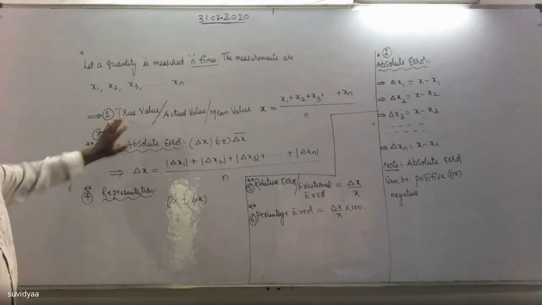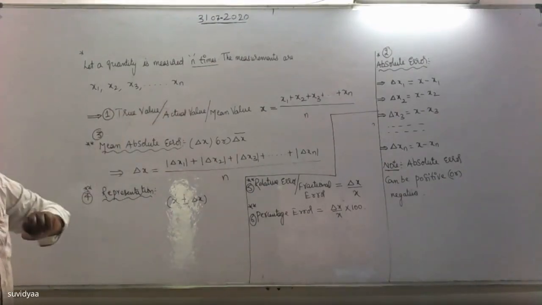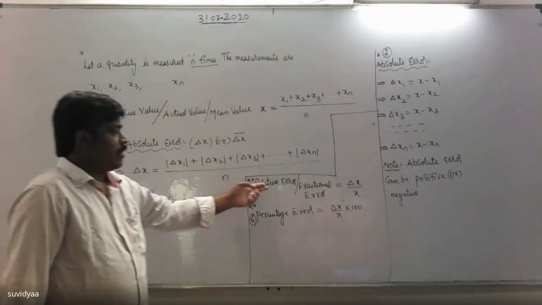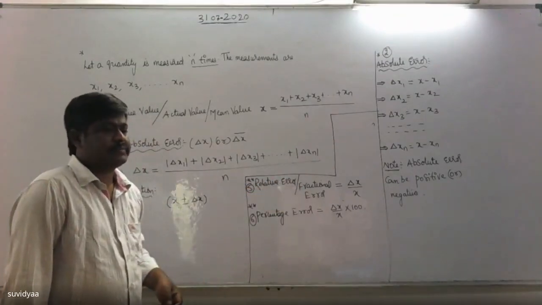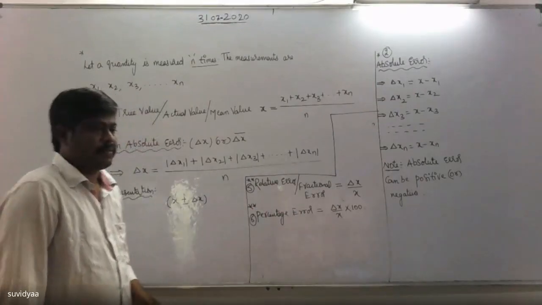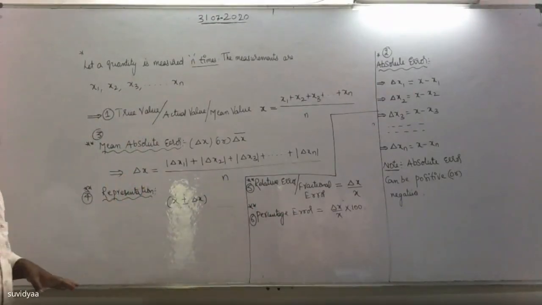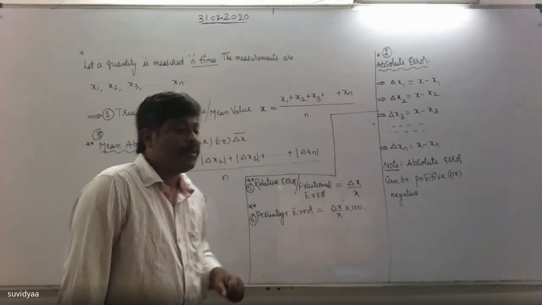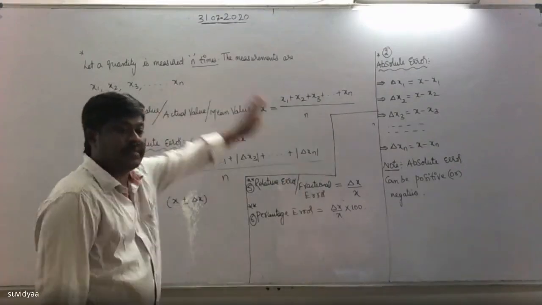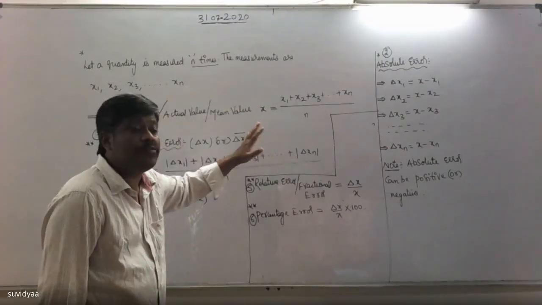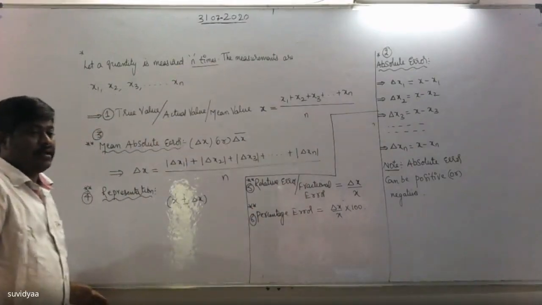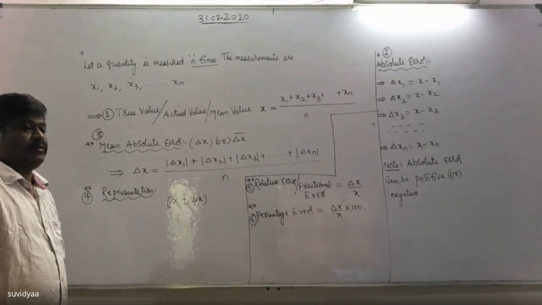True value, absolute error, mean absolute error, representation, relative error or fractional error, percentage. Okay? I will remember. So let us do the numerical. Now let us do one problem on all these formulas. Now let us start the numerical.